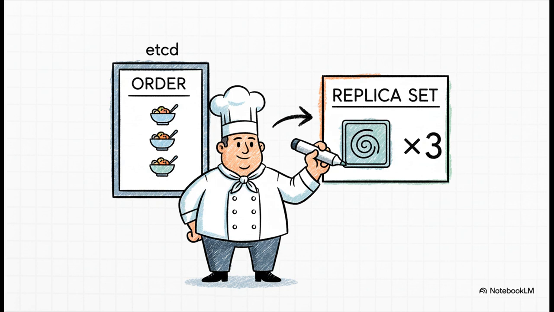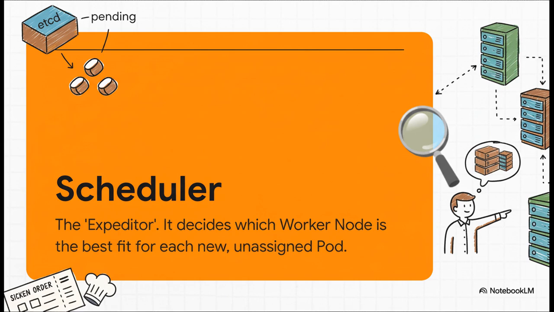This is like putting another, more specific order on the ticket system that says, hey, make sure 3 pods that look like this are always running. So now there's an order in etcd for 3 pods, but they don't have a home yet. They're just sitting there in a pending state.